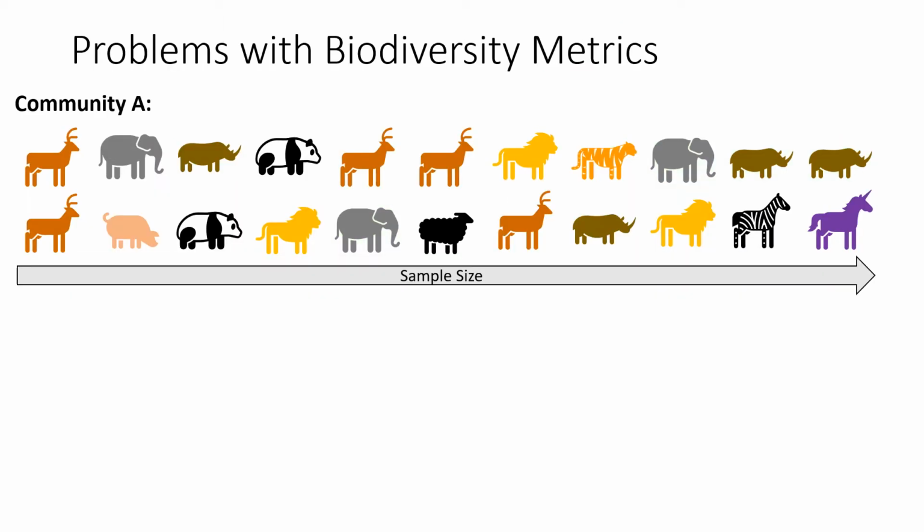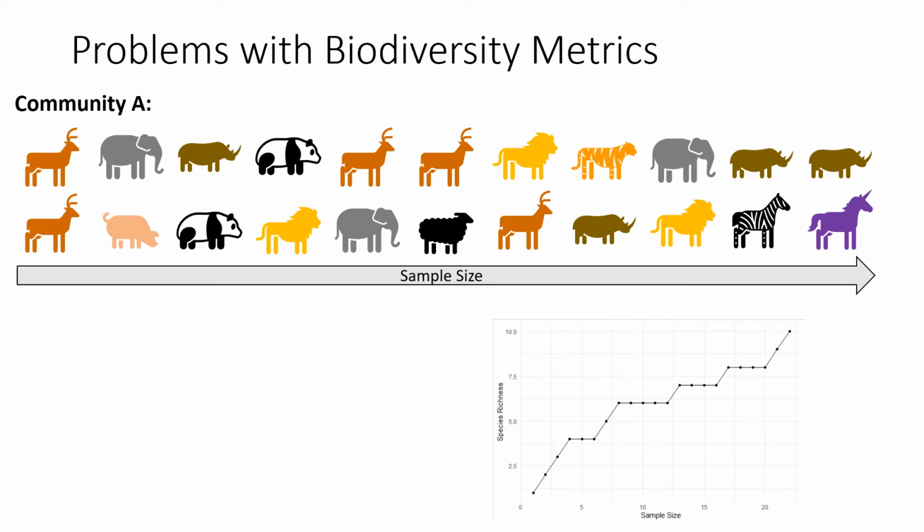To demonstrate this, I made a little community here, and the important thing to notice about this community is that as you continue to increase the sample size, the species richness also increases. This is because species richness is dependent on sample size. So it makes it difficult to know whether you have enough samples for your species richness estimate to be accurate.